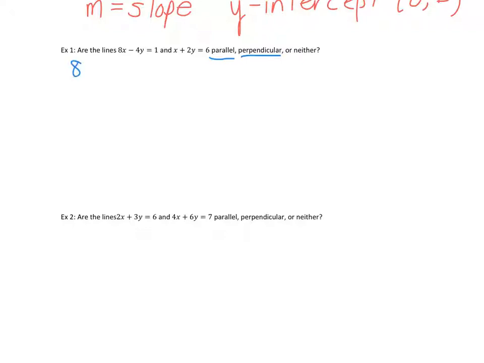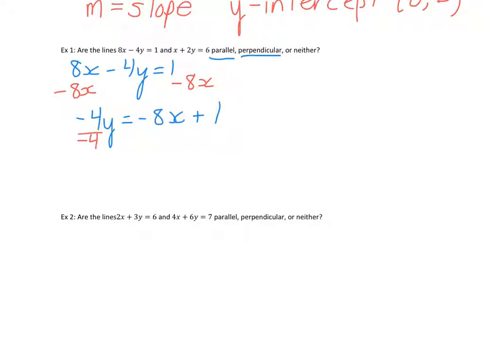All right, so we'll start with 8x minus 4y equals 1. We're going to get it in y equals mx plus b. You can do it a couple different ways. You can move the y's to the right, or you could keep the y's on the left. I'm just going to keep the y's on the left, so anything that's not a y is going to go to the other side. I'm going to put it in mx plus b form, so I'm going to write the 8x first. And then I'm going to divide all terms, or both sides, by negative 4.